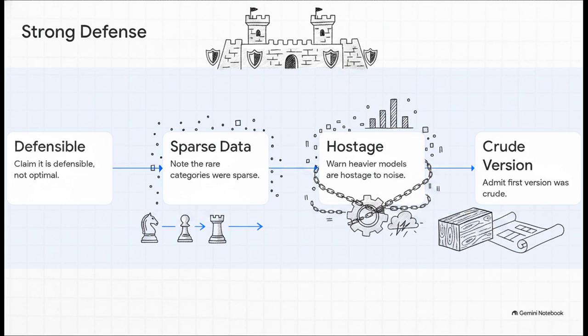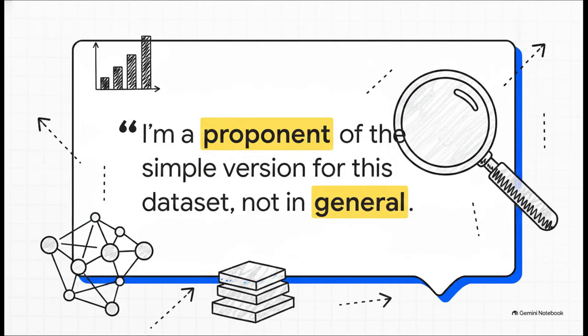Step 1, you claim the choice is defensible, not optimal. Step 2, you honestly note that data in rare categories was sparse. Step 3, you warn them that using a heavier, more complex model would make it hostage to noise. And Step 4, you freely admit the first version was crude because you needed to build a trusted baseline first. And then you bring it all together and deliver this absolute knockout punch of a closing statement.